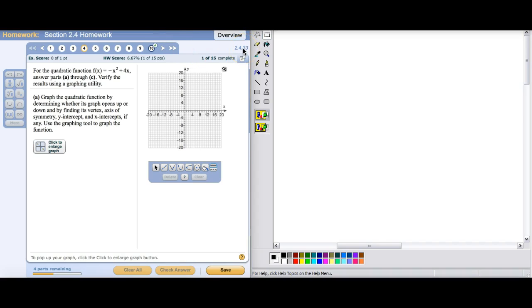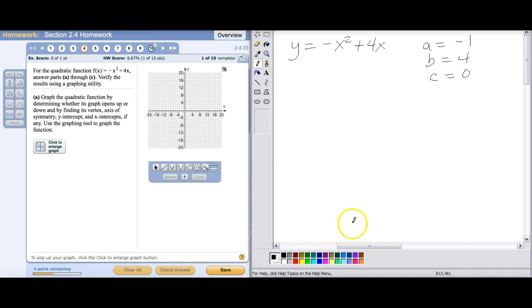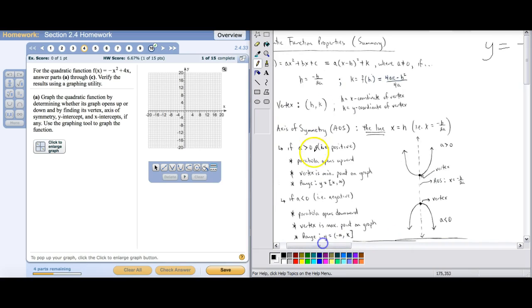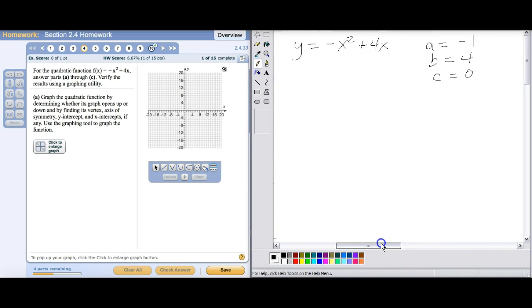So the first thing that we want to note is what are the basic properties that we need to extract from this. If we have y equals negative x squared plus 4x, then notice that a is equal to negative 1, our b is equal to plus 4, and our c is 0. So from that, if we scroll over here to the left, we see that our h is going to be minus b over 2a, and then our k is going to be 4ac minus b squared all over 4. So we're going to use that information to find out what our h and k are.